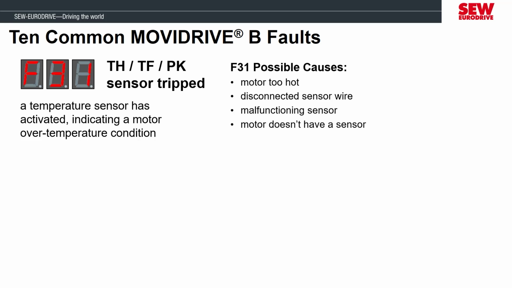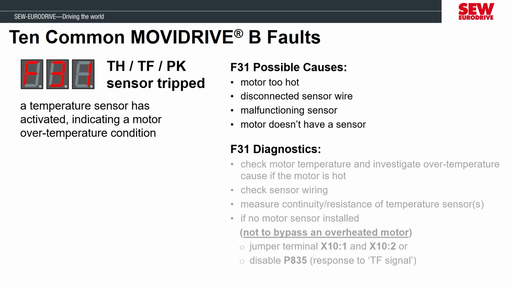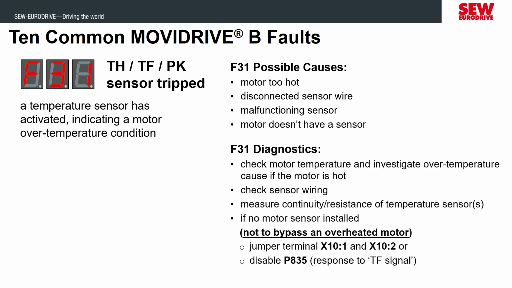This error can also be caused by something faulty, like a disconnected or loose sensor wire, a damaged sensor in the motor, or the motor installed doesn't have a sensor, but the MOVIDRIVE parameters are configured to expect one. The motor temperature can be affected by excessive ambient temperature, debris covering the motor, or mechanical overloading causing the motor to work harder than designed.